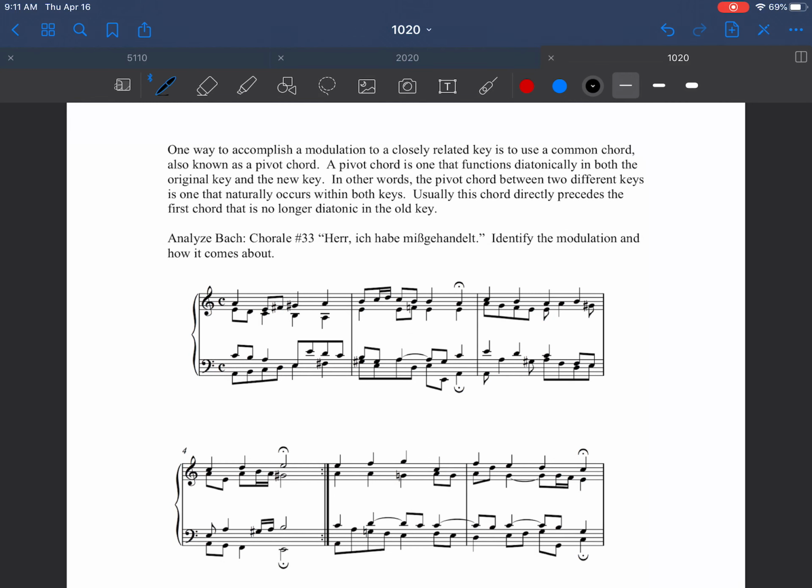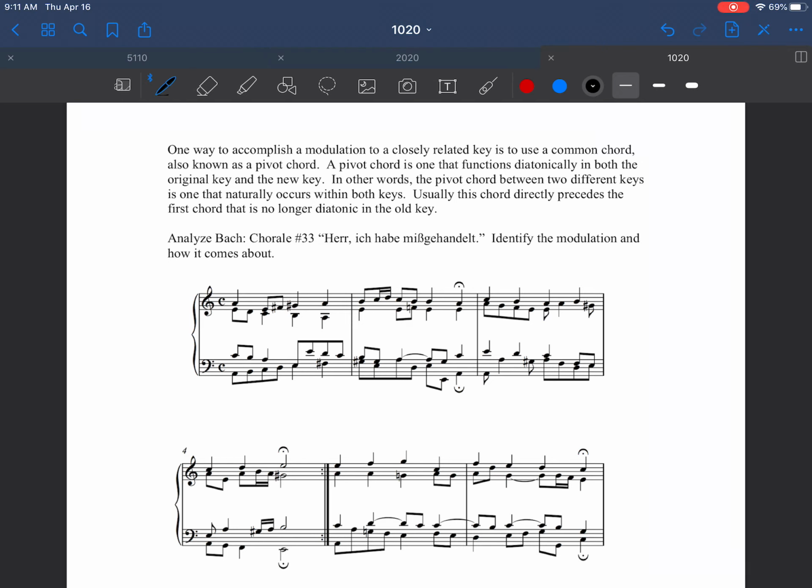A way to accomplish a modulation, one that we've been discussing recently, is to use a common chord or a pivot chord. The pivot chord is one that functions diatonically in both the original and the new key. So the pivot chord naturally occurs in both keys.